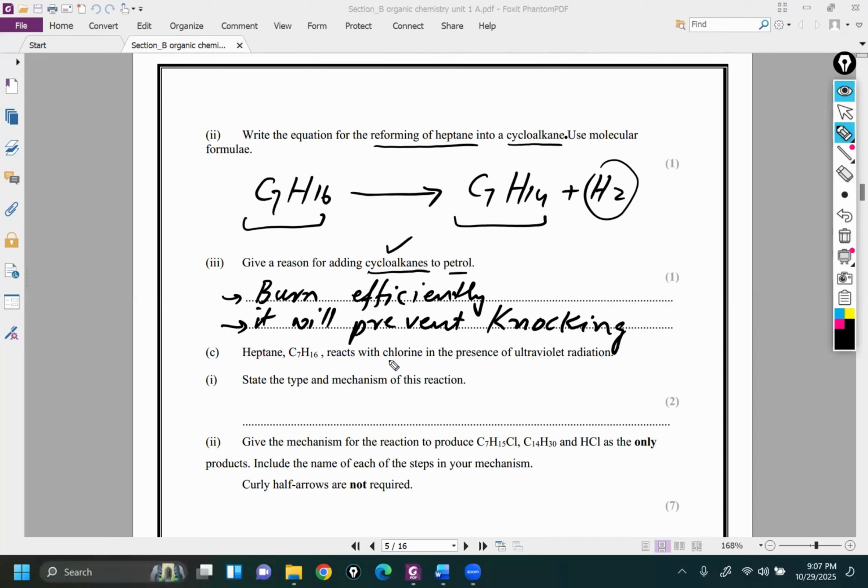Heptane reacts with chlorine in the presence of ultraviolet radiation. State the type and mechanism of this reaction. Common question, and I always tell the students to learn this properly. Free radical. All alkane reactions follow the free radical mechanism. This is the name of the mechanism, and substitution is the name of the reaction. So free radical substitution reaction.